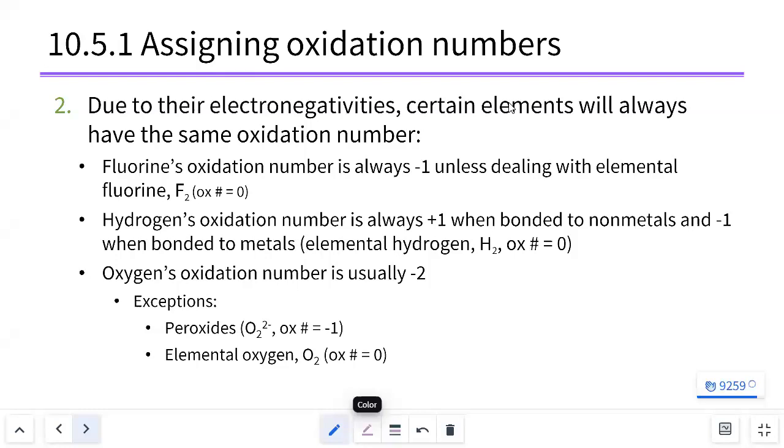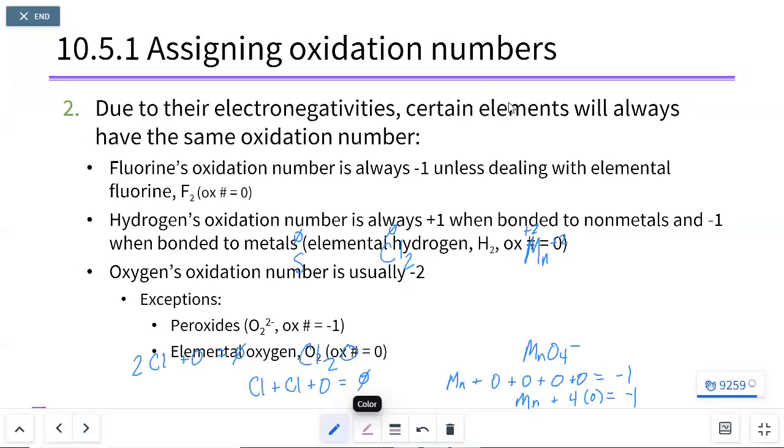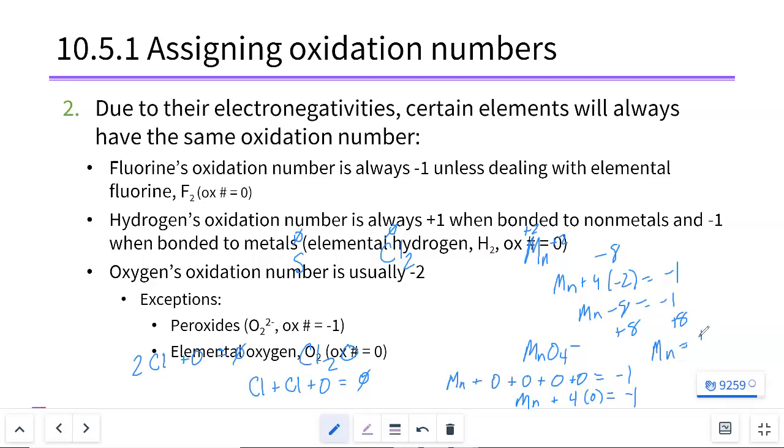And so with those kinds of things in mind, suddenly our algebra problems here become a lot easier to solve. Because in both of these cases, I was dealing with oxygen. So all of a sudden I'm looking at manganese and 4 -2s make -1. 4 times -2 is -8. Manganese minus 8 equals -1. Well, if I add 8 to each side, I get manganese at a +7. Now I know its state. Manganese is +7 in that particular ion. The oxygen was -2.